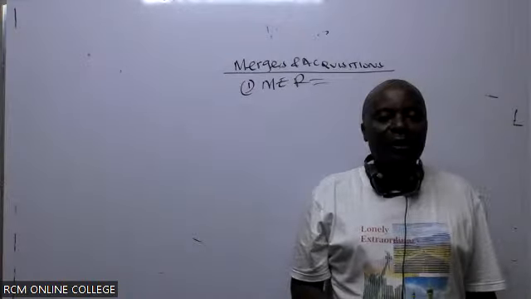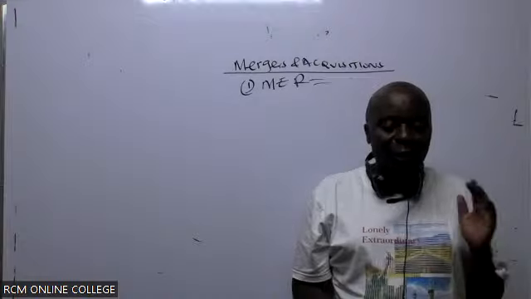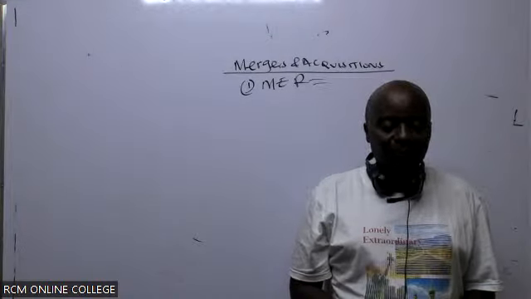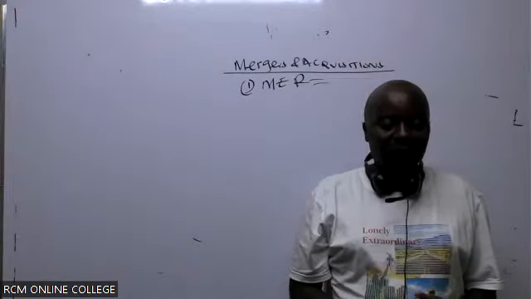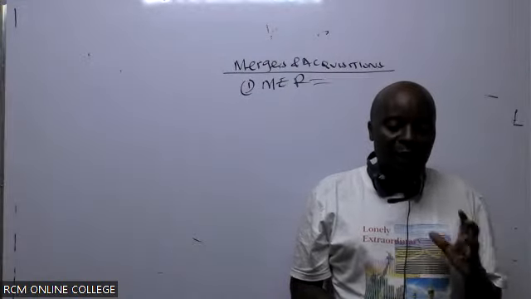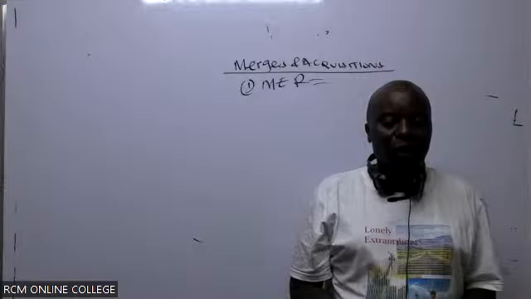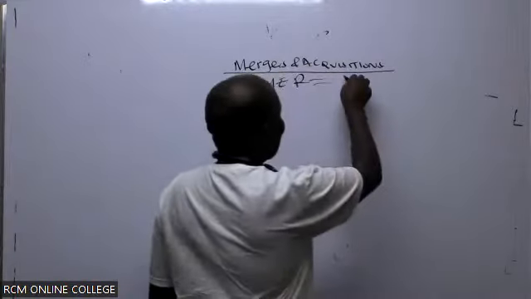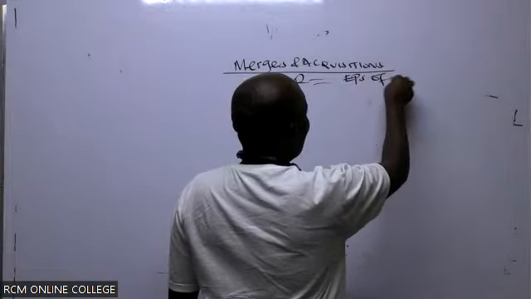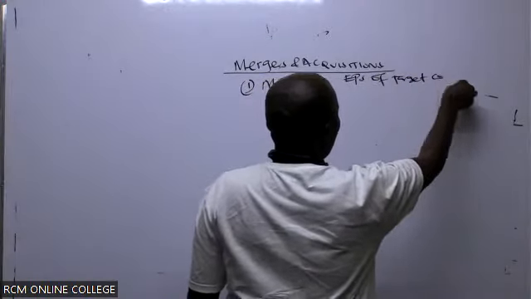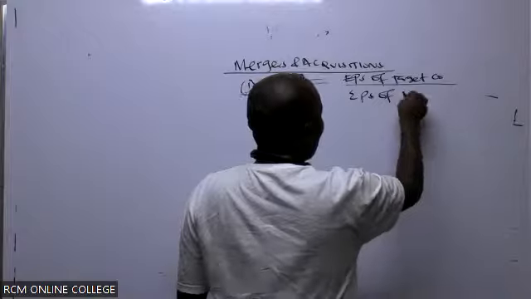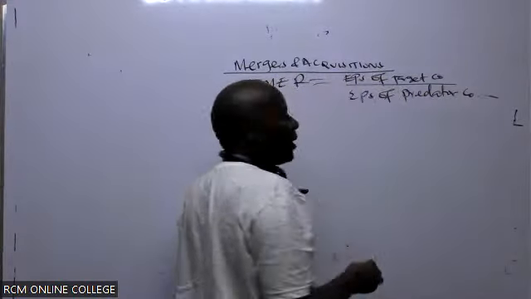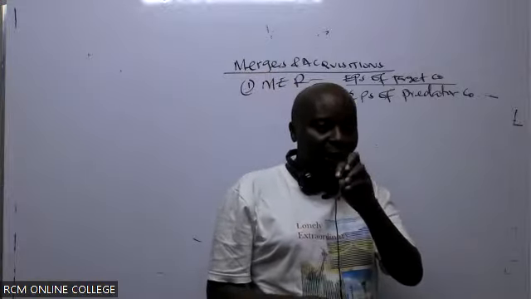I can see them. So maximum exchange ratio formula, like now we are doing mergers and acquisitions. We had already begun. The very easy formula that all of us should be able to know: we have EPS of the target company over EPS of the predator company. Remember, the predator company is the one that is buying the smaller one.